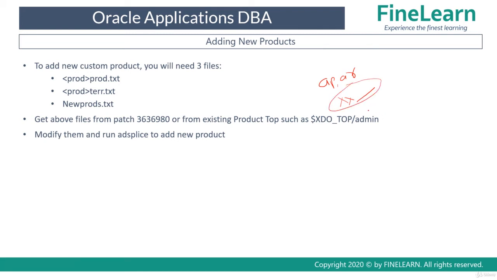And to add this product like a proper product in Oracle Business Suite, we use the utility called ADSplice. To use ADSplice to add the new product, we'll basically require these three files. And these three files you can obtain in two ways. One, you can go to any of the product tops, like for example XDO top admin, and get these files. Or if you download the file 3636980, that is the IZU related product, the diagnostics product, from there also you can get all these three files. Of course, you have to modify them first and then run ADSplice to add this new product, whatever XX product you want to add.